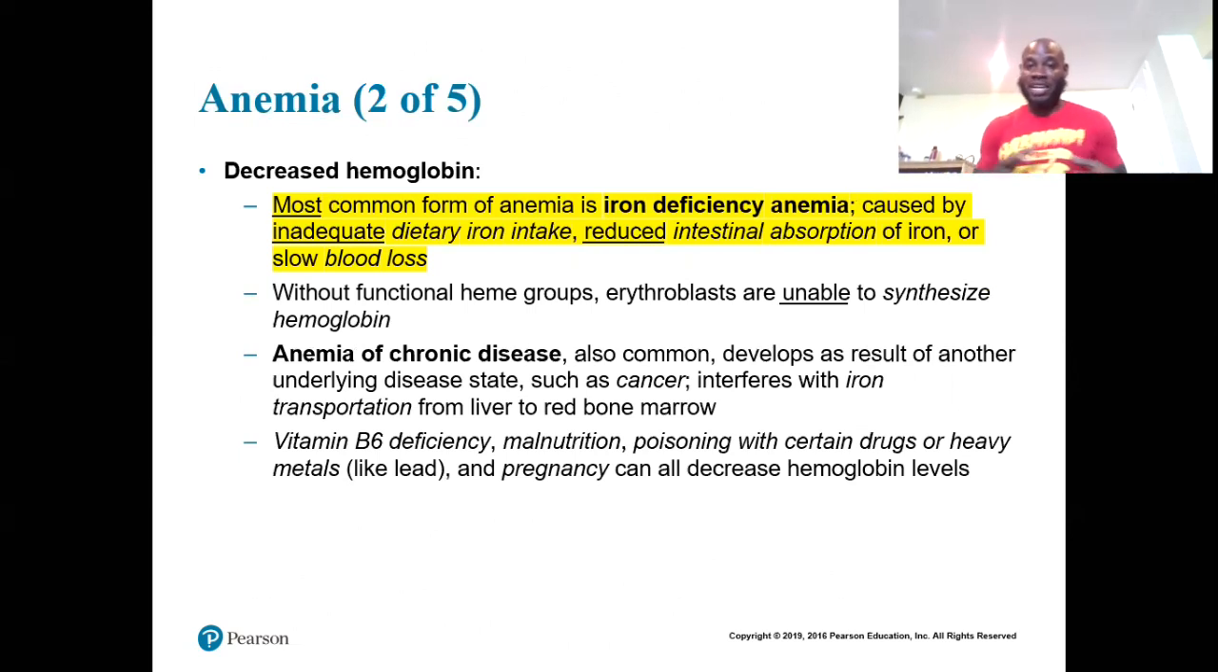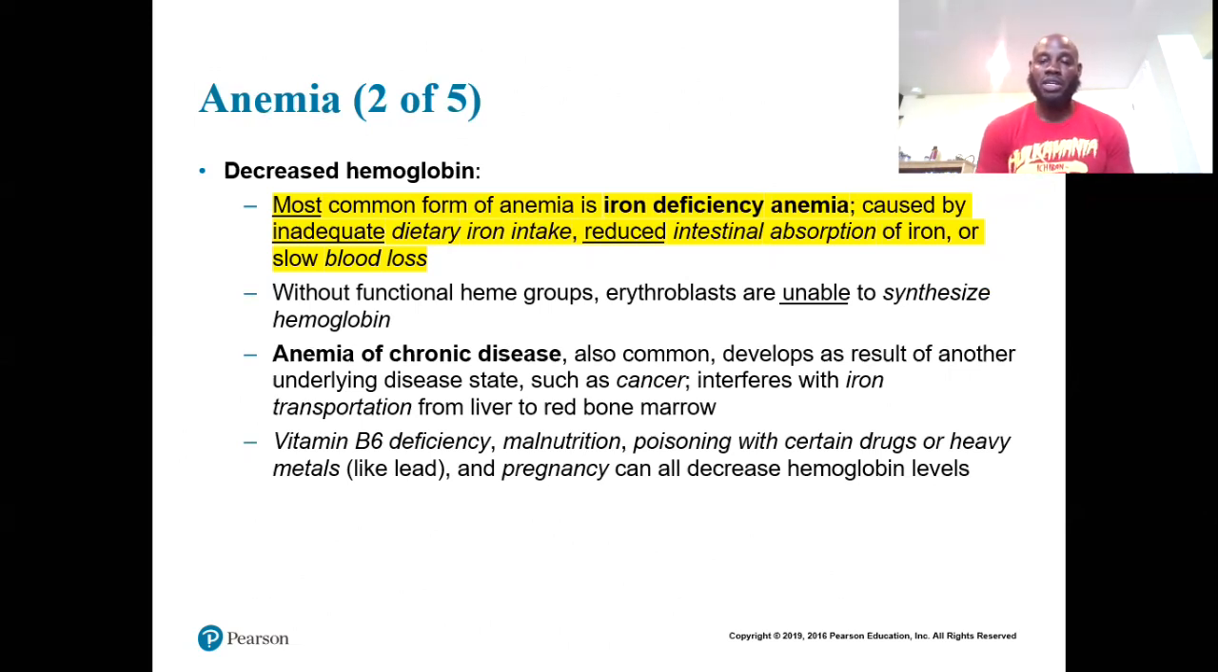Iron helps make up hemoglobin. Low iron can be due to inadequate nutrition, or your body just doesn't absorb iron. Without iron, your heme group won't function properly. Your erythroblasts will be unable to synthesize hemoglobin, which then means your body won't be able to bind to oxygen.